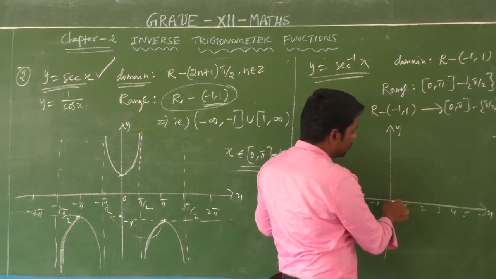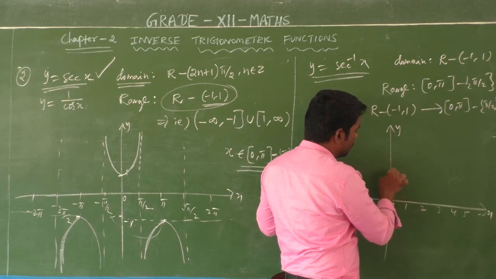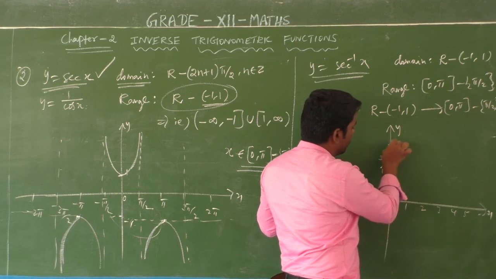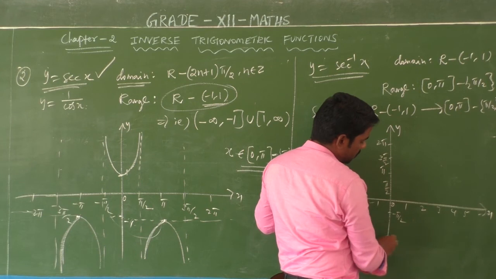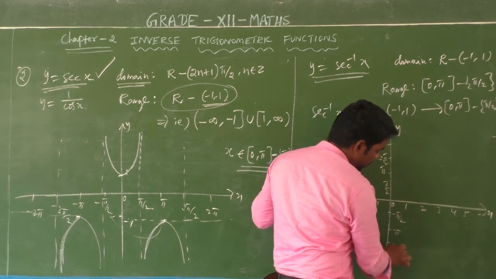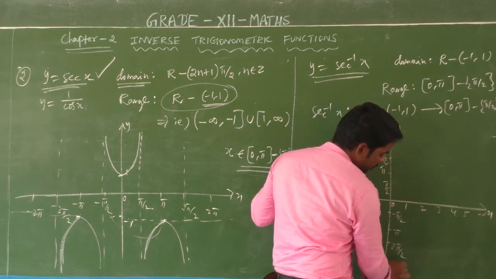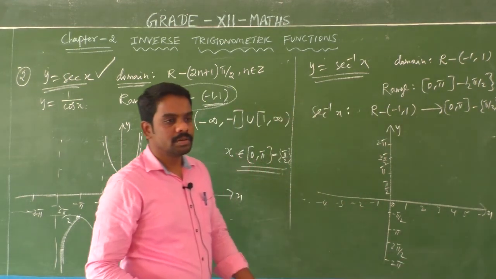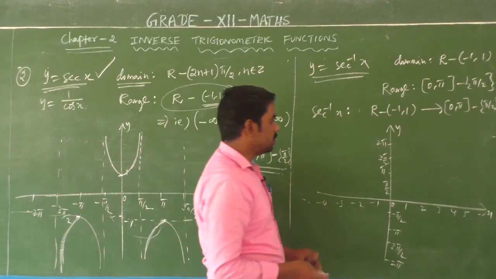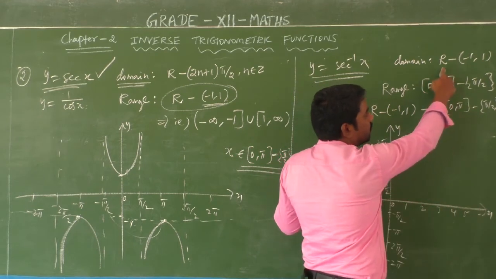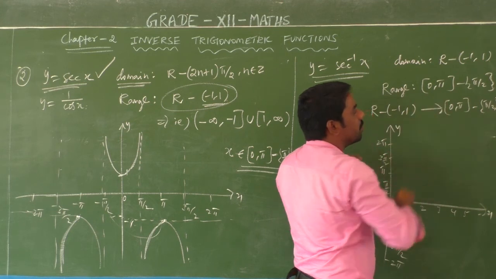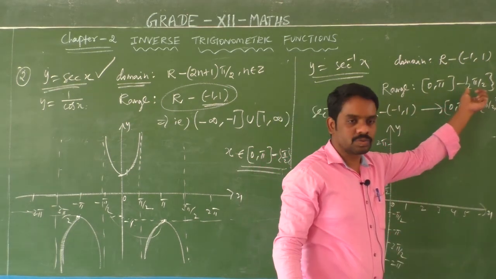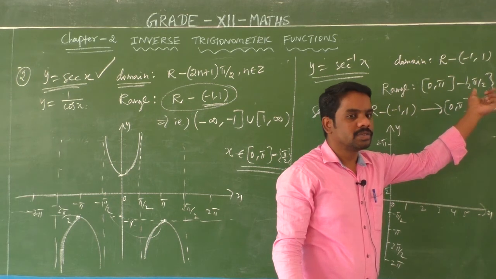Y axis has 0, pi by 2, plus pi, 3 pi by 2 and 2 pi, minus pi by 2, minus pi, minus 3 pi by 2, minus 2 pi. Right. Here the domain is the set of all real numbers except (minus 1, plus 1), and the range is 0 comma pi except pi by 2.